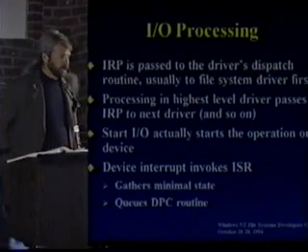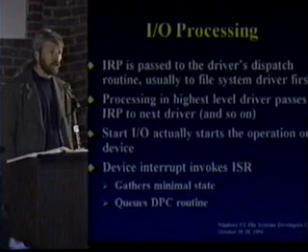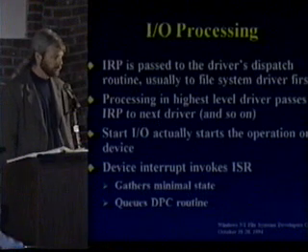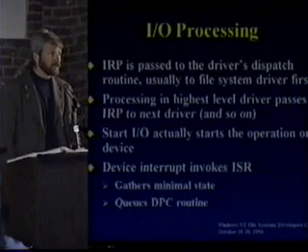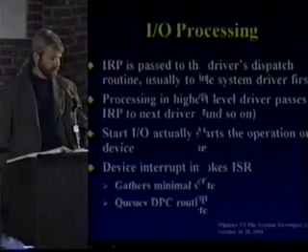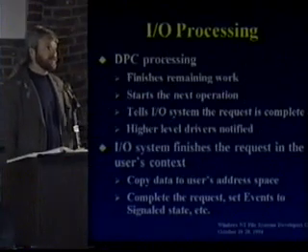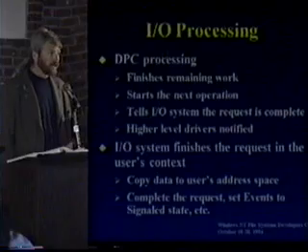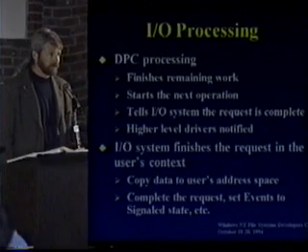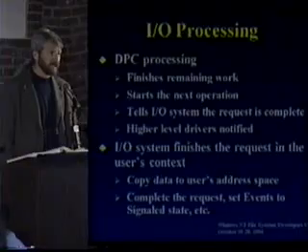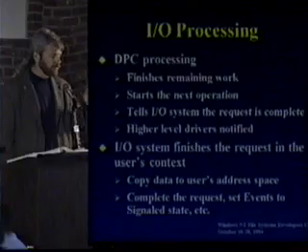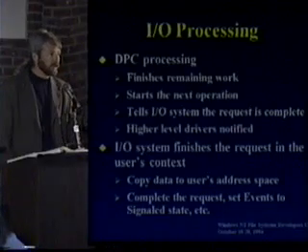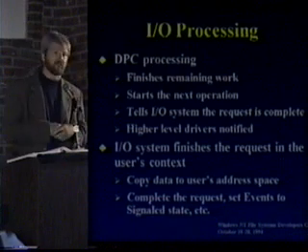Eventually, someday, the device is going to interrupt, and we're going to call the interrupt service routine for the device driver, which is going to, again, gather some minimal state, make the thing stop interrupting, and queue a DPC. At some point in the future, the DPC routine will be called at a lower IRQL than the interrupt service routine was called, so that we're not blocking any other device interrupts. And that is going to finish up the processing of this particular operation. It's going to start the next operation on that device, if there is one, and then tell the I/O system, okay, we're finished with this I/O request.